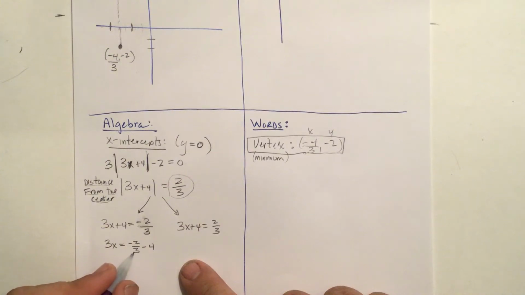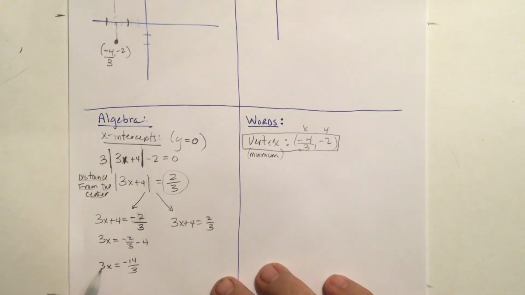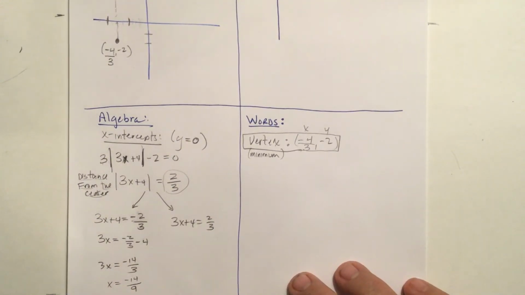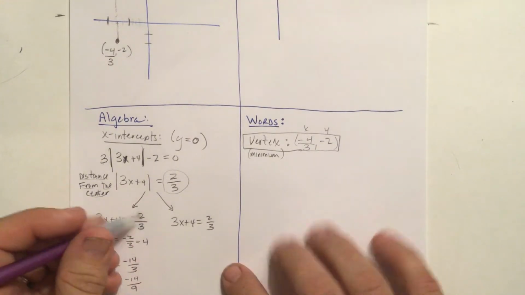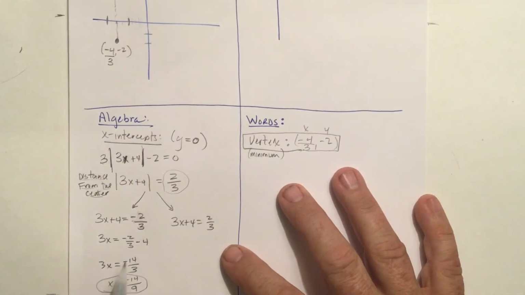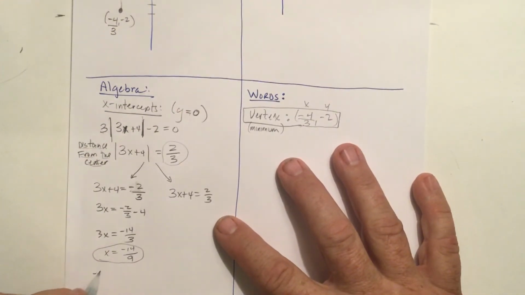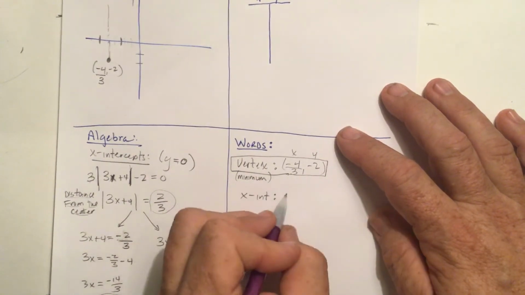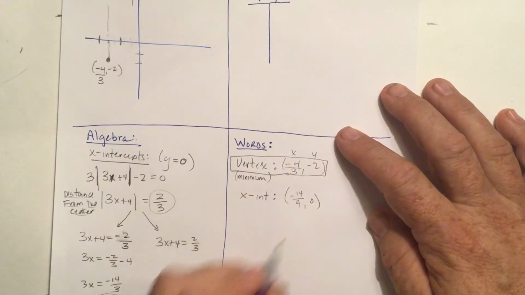And this is going to be 3 times 4 is 12, negative 12 minus 2 is negative 14, negative 14 thirds, 3x. And then divide by 3, so x equals negative 14 ninths. Then we have this one here, so I've got x equals negative 14 ninths and my y value is 0. So 1 x-intercept is negative 14 ninths and 0.